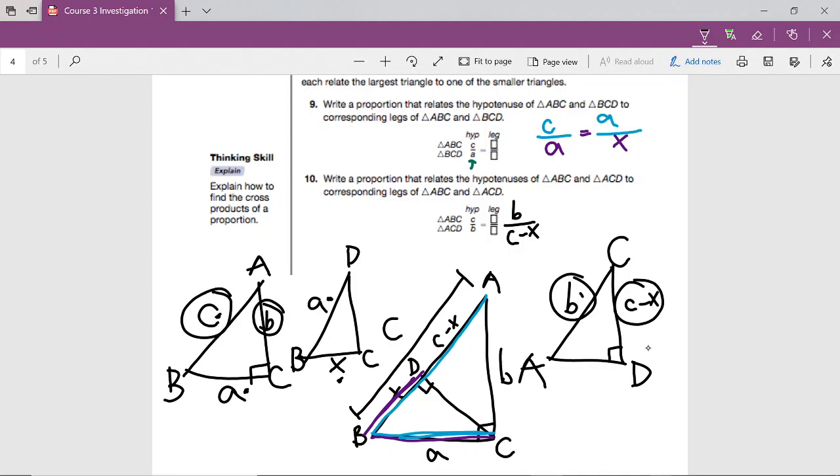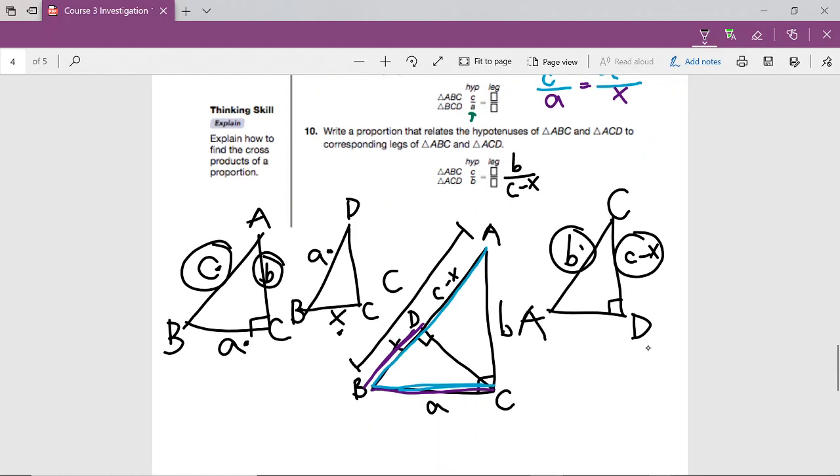So we have two proportions here. C over A equals A over X, and C over B equals B over C minus X. Take a second to make sure that you know where all of that came from in your triangle so that you can relate those two.